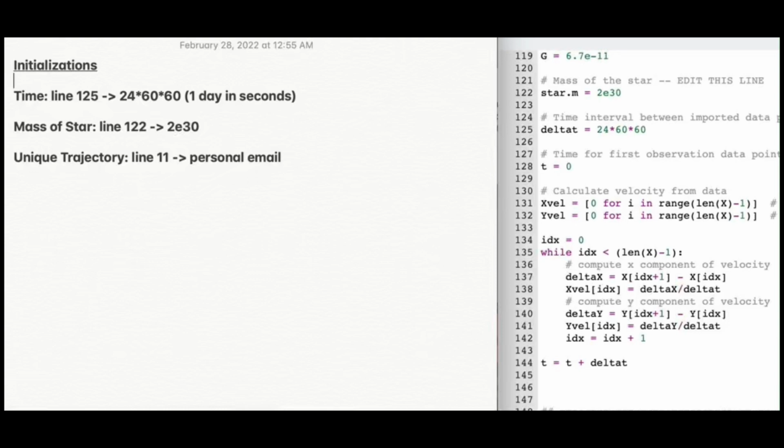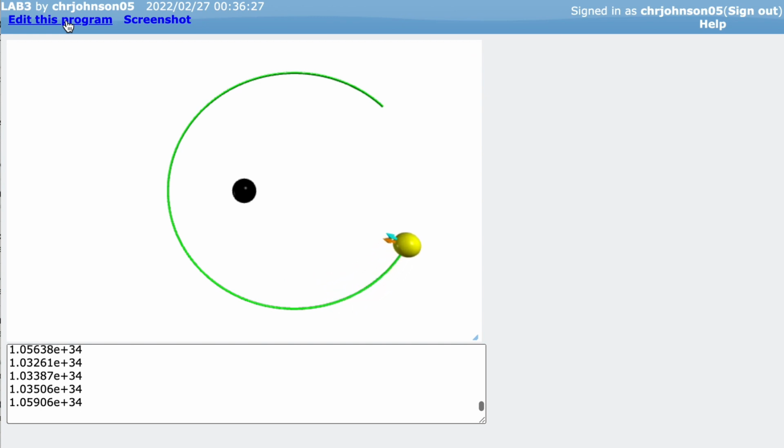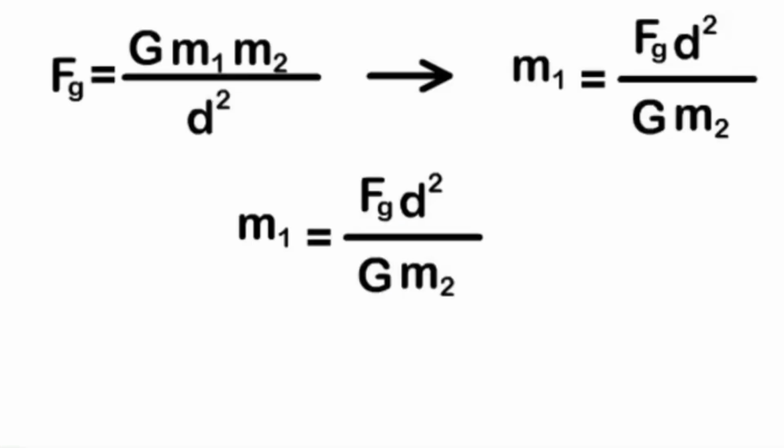To begin, I made some initializations to set the time, mass, and unique trajectory. After running the code and viewing the original trajectory of the star, I concluded that Fnet is due to the singular force of gravity, or the gravitational force from the black hole. To find the mass of the black hole, we will use Newton's universal law of gravitation to describe the interaction of the black hole and the visible star. Rearranging the equation allows us to solve for the mass of the black hole.